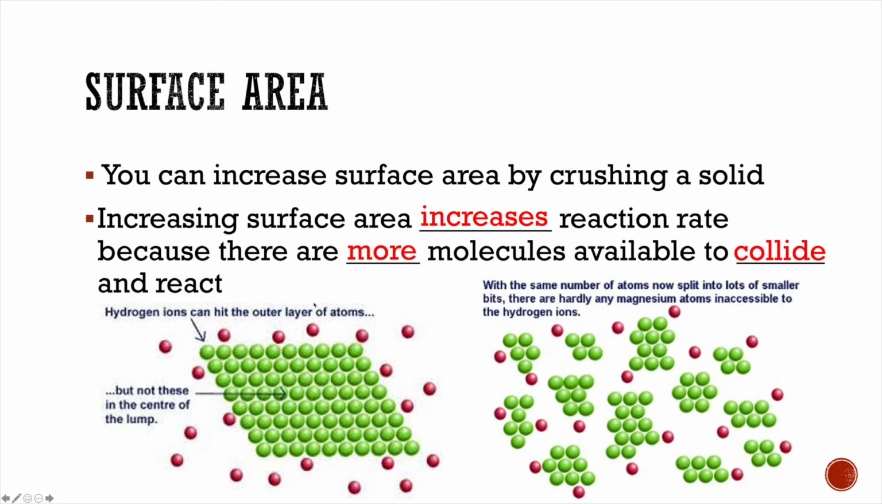Now, if I were to break it down, increasing the surface area, now these red particles can get in between and I've got much more available particles to collide with. So it's more likely to react because there's more likely to be a collision.